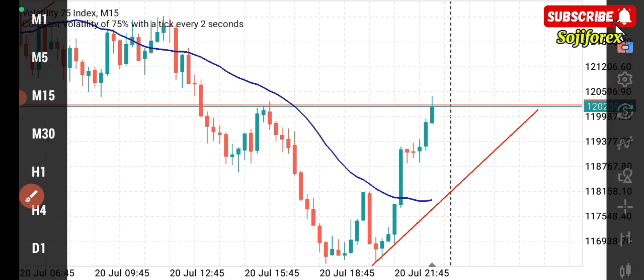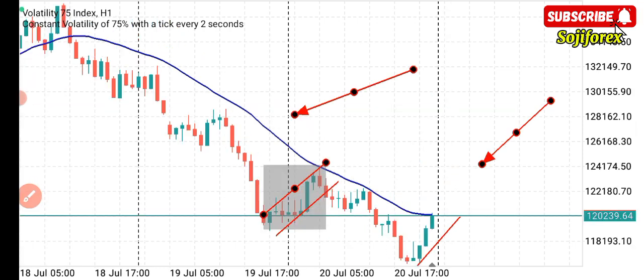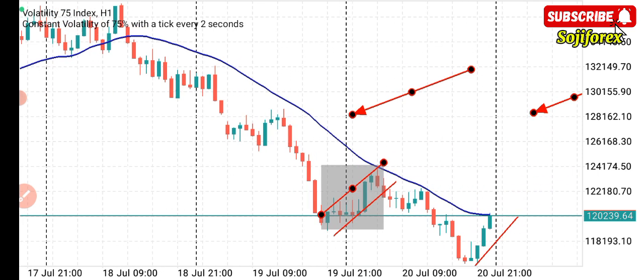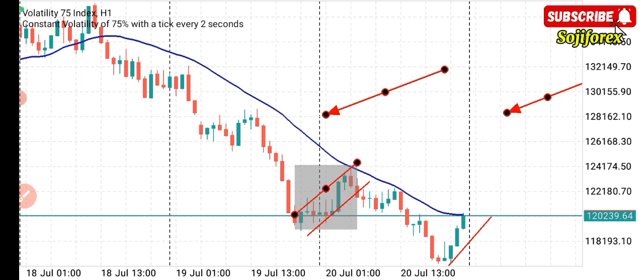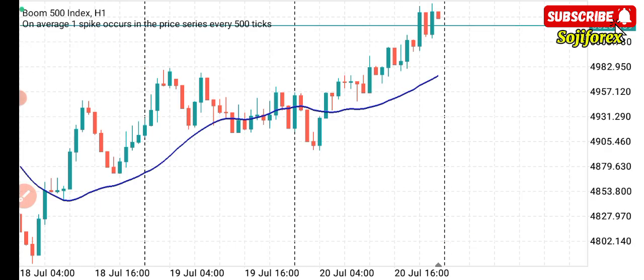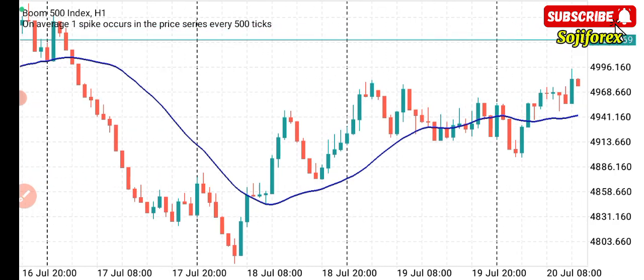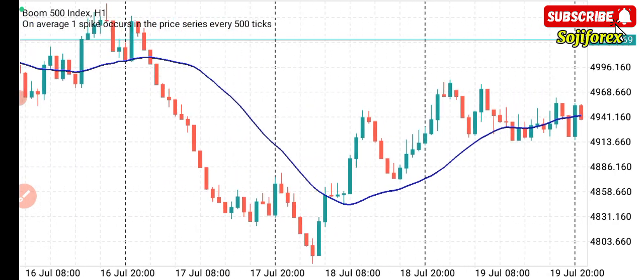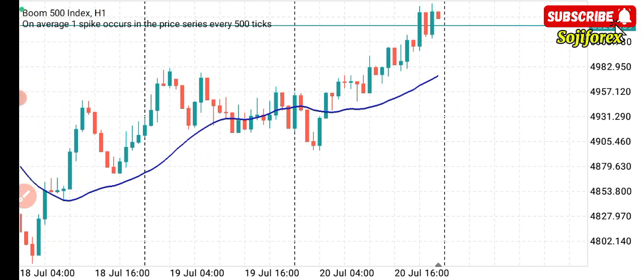So you can see the advantage of this particular moving average. You can see how price remains below it. This can be used swiftly in trading volatility 75, including boom and crash. This is H1, and you can see that price has been bullish on boom.